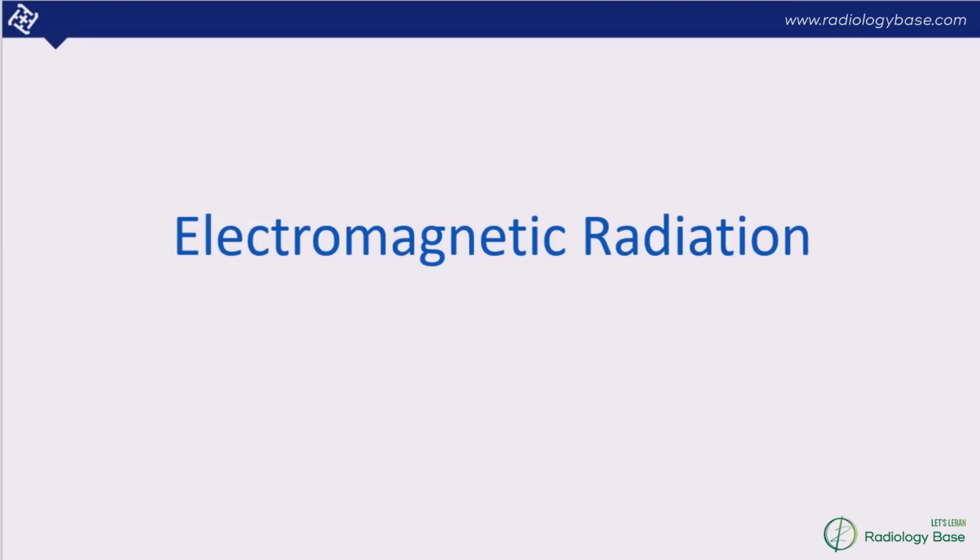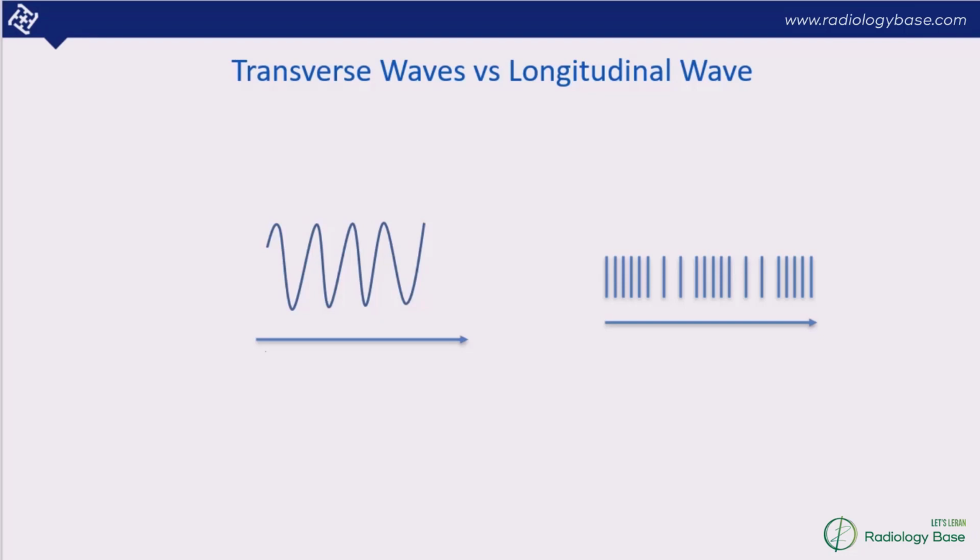So we'll start with the electromagnetic radiation. For understanding of electromagnetic radiation, the first thing which we would be discussing is the types of waves. The first type is the transverse wave, this one. Now what you can see about this wave is that the movement of the particles is perpendicular to the direction of the wave. See, if this is the direction of the wave, the particles are going to move like this. So the movement is perpendicular to the transmission of the wave.